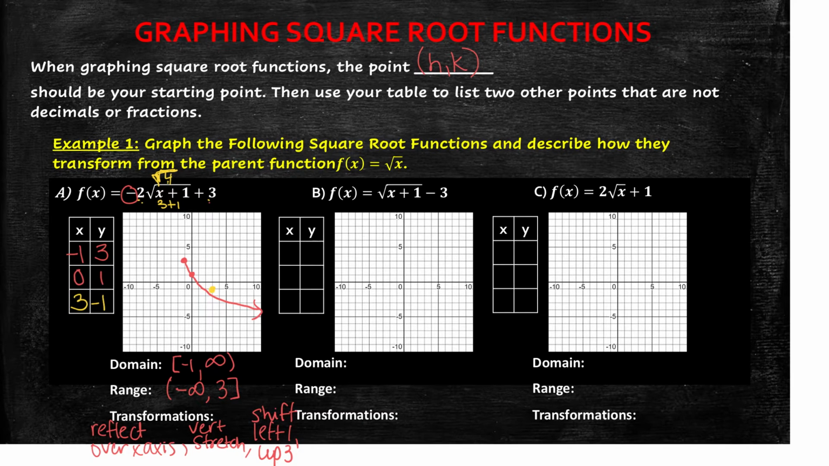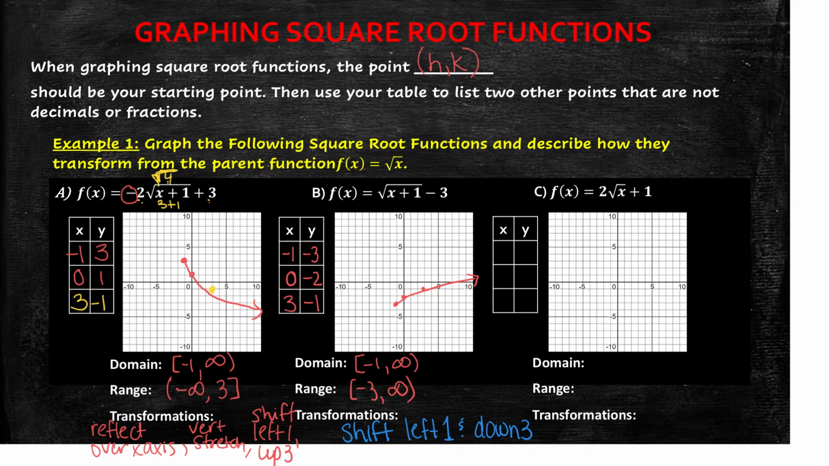Okay, you go ahead and try this next one on your own. So pick, first start with your H and K, and then pick 2 points to the right of that to figure out 2 more points. When you're ready to check it, go ahead and press play.